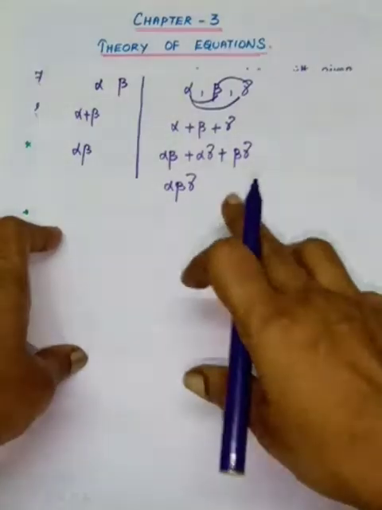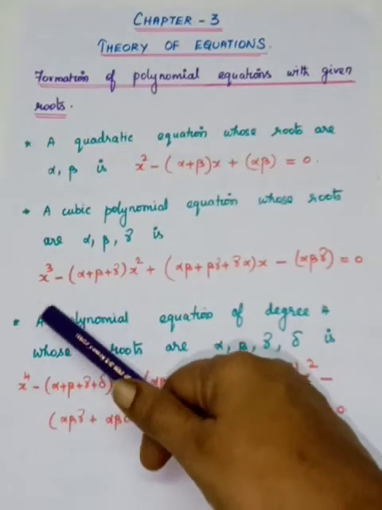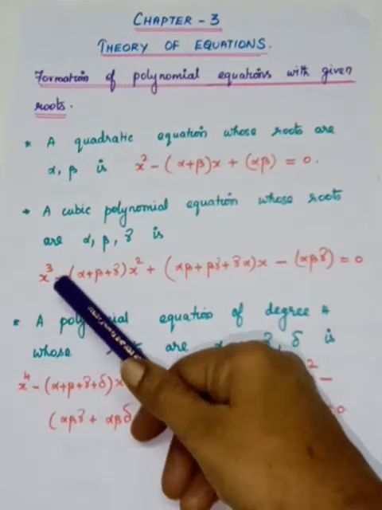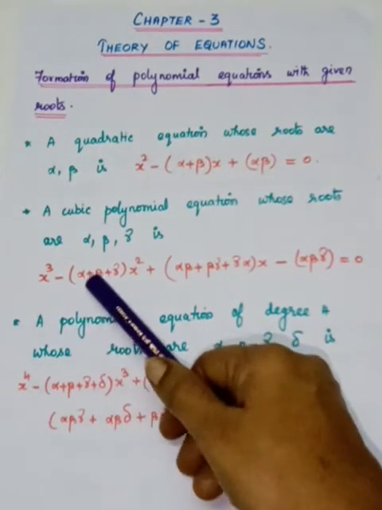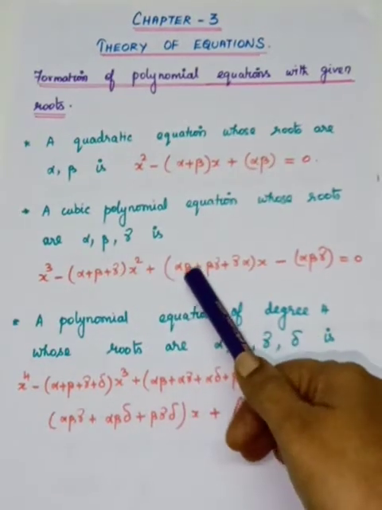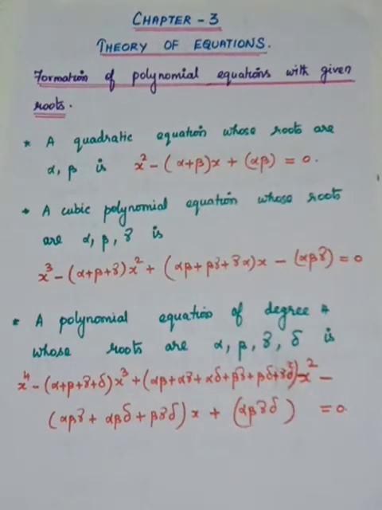Using these 3 we have to write the cubic polynomial, that is the cubic polynomial equation. That is x cube minus (alpha plus beta plus gamma) into x squared plus (alpha beta plus beta gamma plus gamma alpha) into x minus alpha beta gamma is equal to 0.